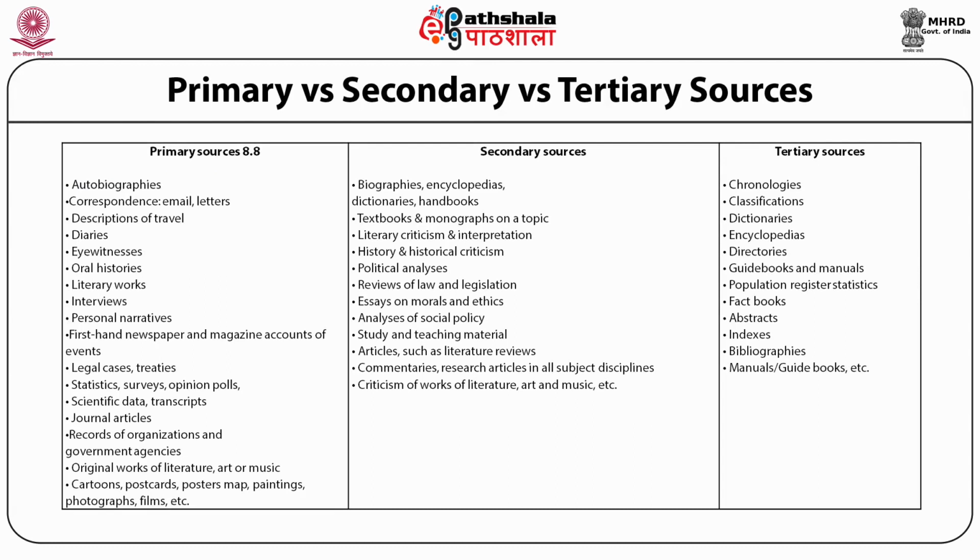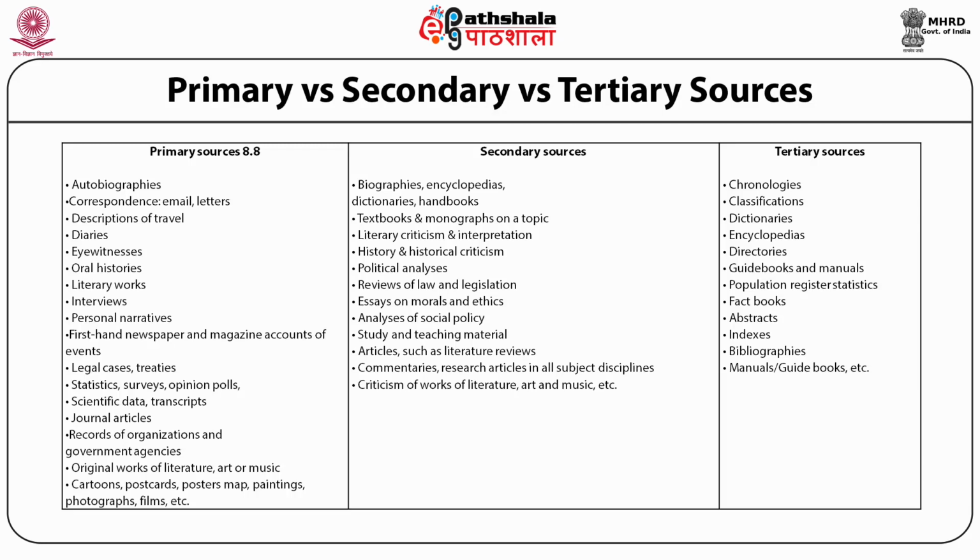For example, some of the primary sources are autobiographies, correspondence that could be email or letters, descriptions of travel, diaries, eyewitnesses, oral histories, literary works, interviews, personal narratives, first-hand newspaper and magazine accounts of events, legal cases, treaties, statistics surveys and opinion polls, scientific data transcripts, journal articles, records of organizations and government agencies, original works of literature, art or music, cartoons, postcards, posters, maps, paintings, photographs, films, etc.